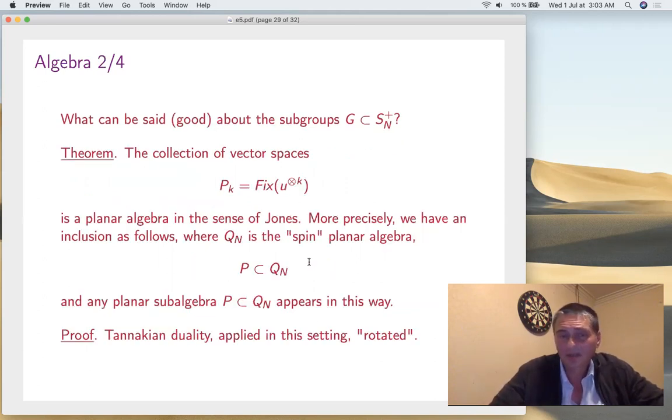Now, this was a negative result, so do we have something positive too? And here is a result, all stuff by me 20 years ago. These fixed point spaces, we know that they form a tensor category, well, the Hom spaces, but by Frobenius it is the same thing.